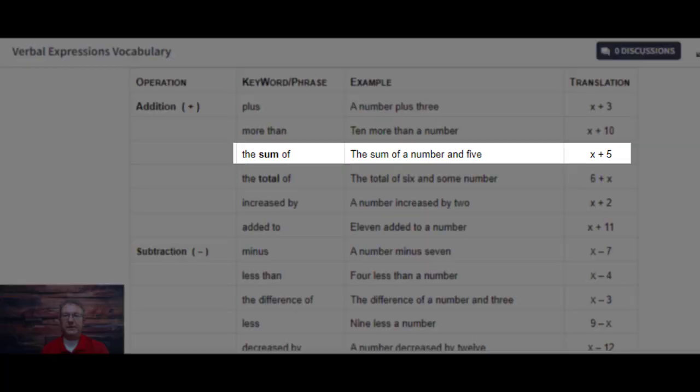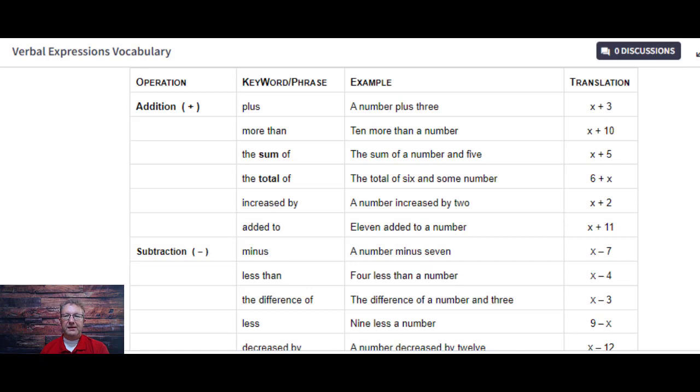The sum of a number and 5. A number is unknown, so we're going to insert the variable x, and we're going to add 5 to it to get x + 5. The total of 6 and some number, well, that's just 6 + x. Increased by, that means the number is getting bigger. A number increased by 2, well, we're going to have that as x + 2. Added to: 11 added to a number, well, we're still using x, so it's going to be x + 11.